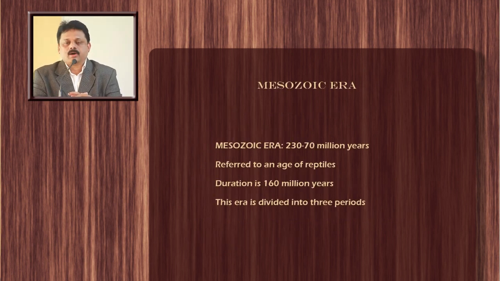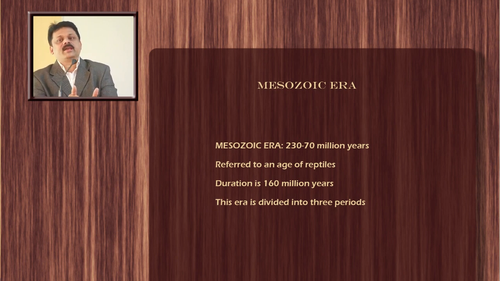The third era of the geological time scale is referred to as the Mesozoic era. The Mesozoic era is also called the age of the reptiles. So first we have seen the origin of the solar system, then we have seen the age of invertebrates. Now we are going to see the age of reptiles, which is referred to as the Mesozoic era, that is between 230 to 70 million years before present, and thus has a duration of 160 million years of time.